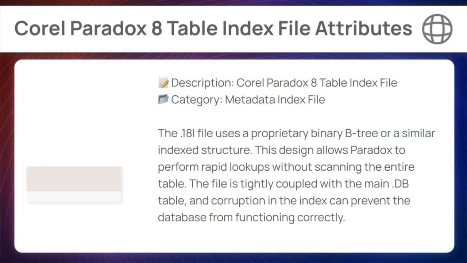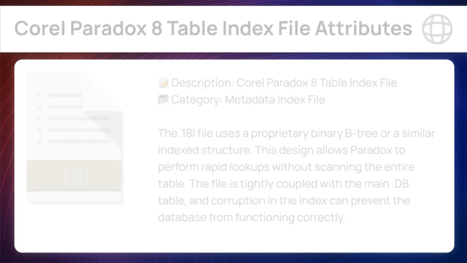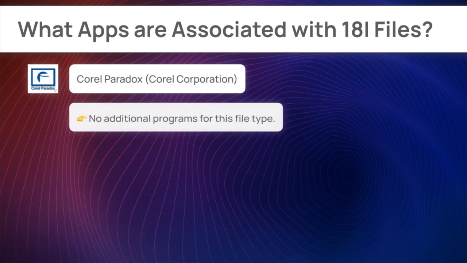The .18i file uses a proprietary binary B-tree or a similar index structure. This design allows Paradox to perform rapid lookups without scanning the entire table. The file is tightly coupled with the main DB table, and corruption in the index can prevent the database from functioning correctly. Your primary troubleshooting tool for .18i should be the specialized Corel Paradox by Corel Corporation.